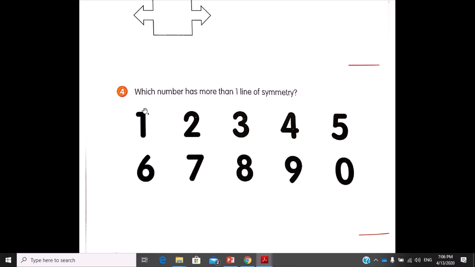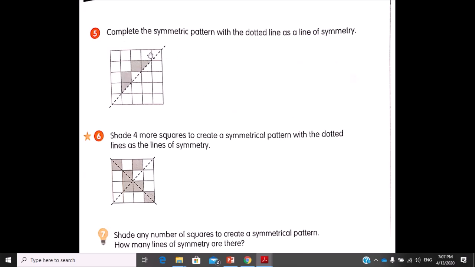Okay, this one should be easy now. We have numbers. We could also make a line of symmetry for our numbers here. Remember, which number has more than one line of symmetry? Now these numbers, the way they look are so different, except for the 0 here. Number 0, remember, it's a circle. So does it have more than one line of symmetry? Okay, I will leave this for you.